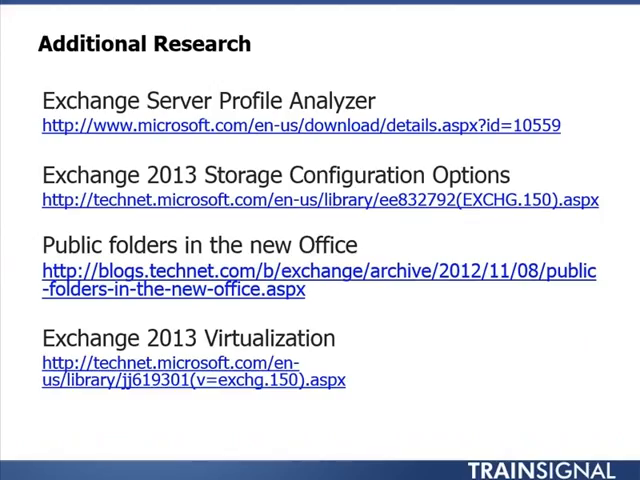So we have some additional resource links for you for this lesson. For starters, there's the Exchange Server Profile Analyzer, and you can see the link up there at the top. This will help you get a good understanding of what your end users are doing when it comes to their email. There's an article on Exchange 2013 storage configuration options that we took a look at earlier, and you're able to find that link here. Public folders in the new Office is a blog article on blogs.technet.com, so that's worth looking into. And then the Exchange 2013 virtualization support documentation from TechNet is also listed down at the bottom.